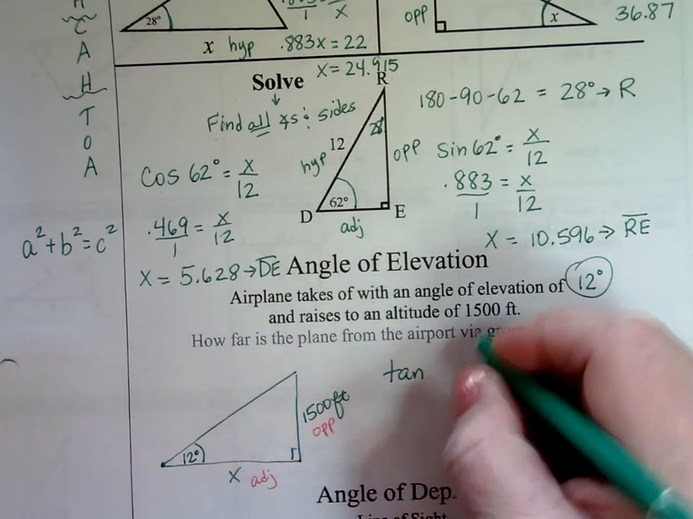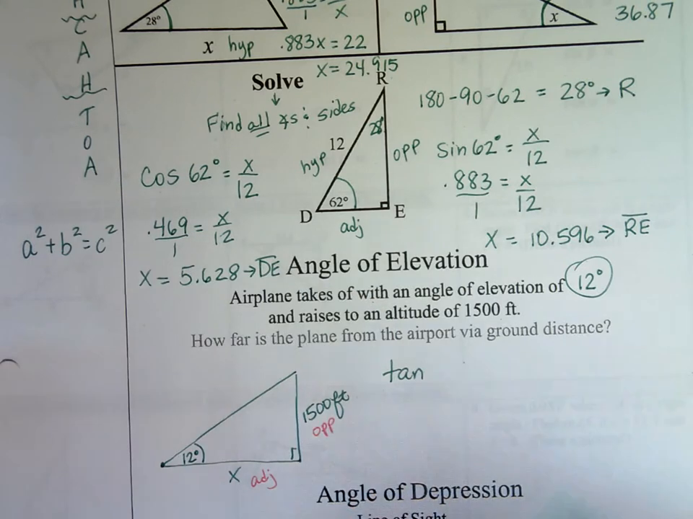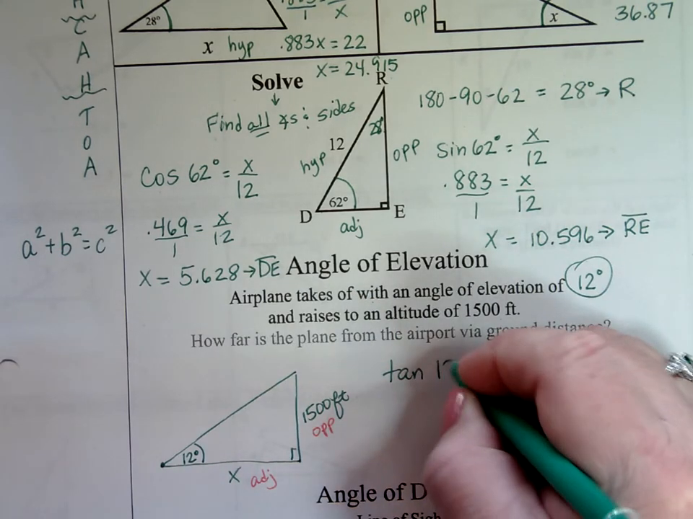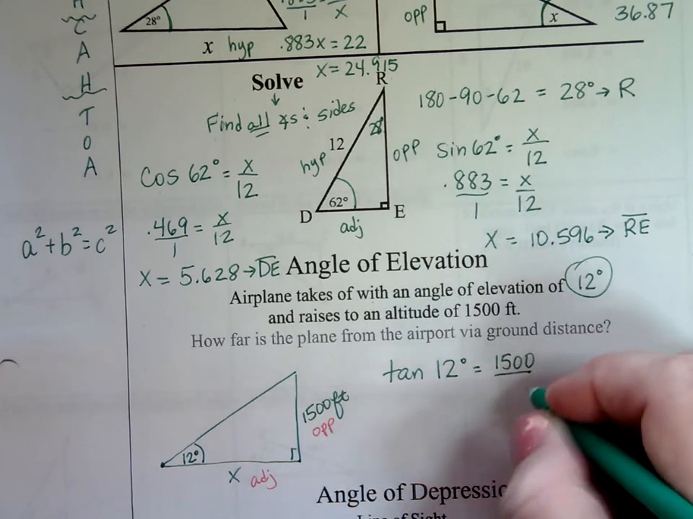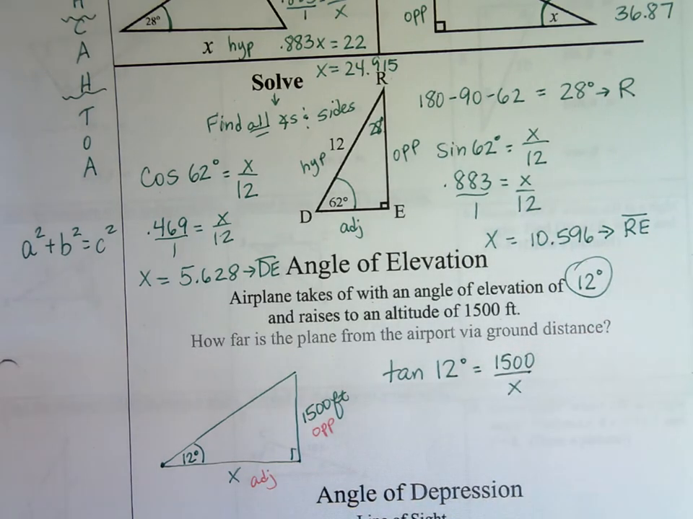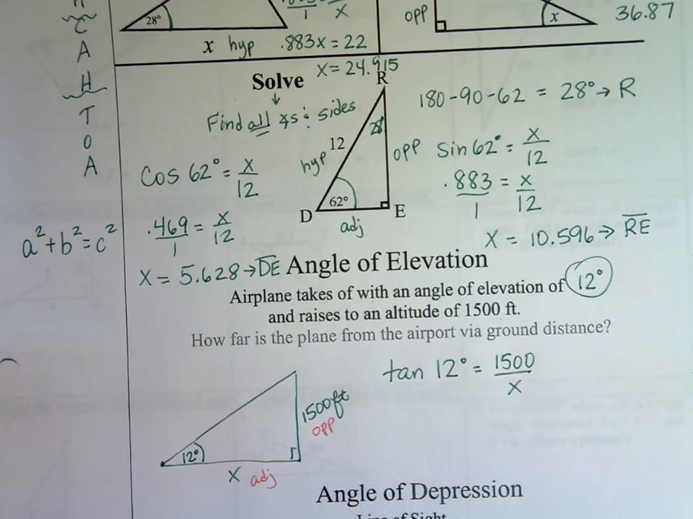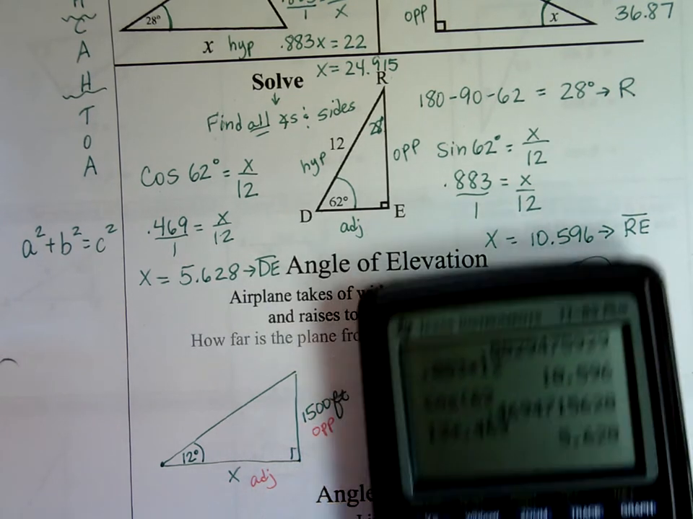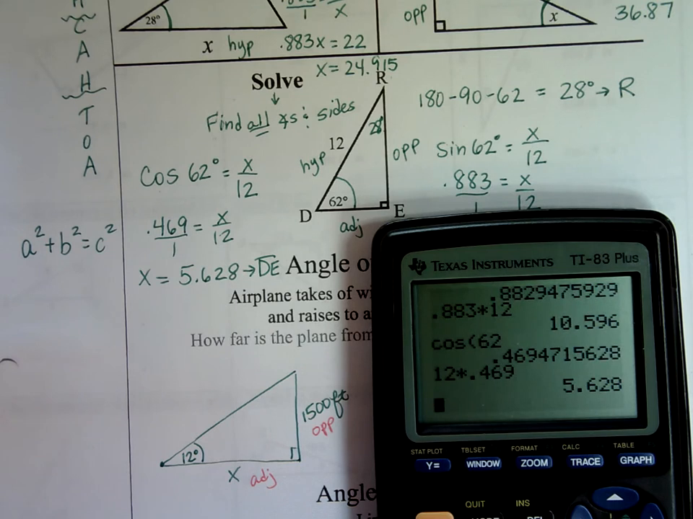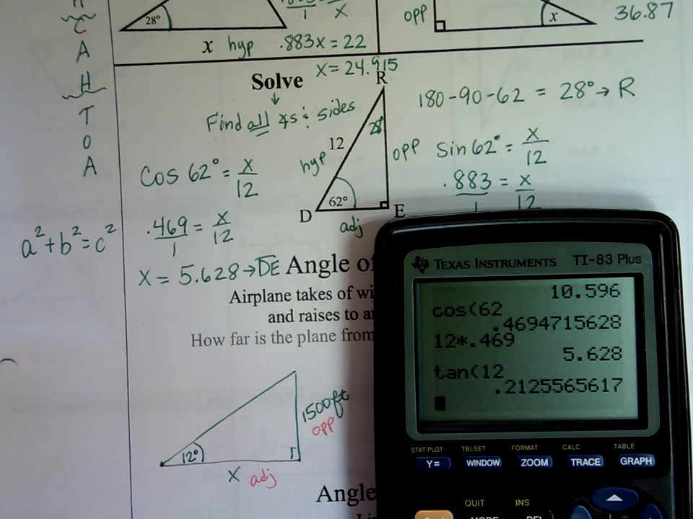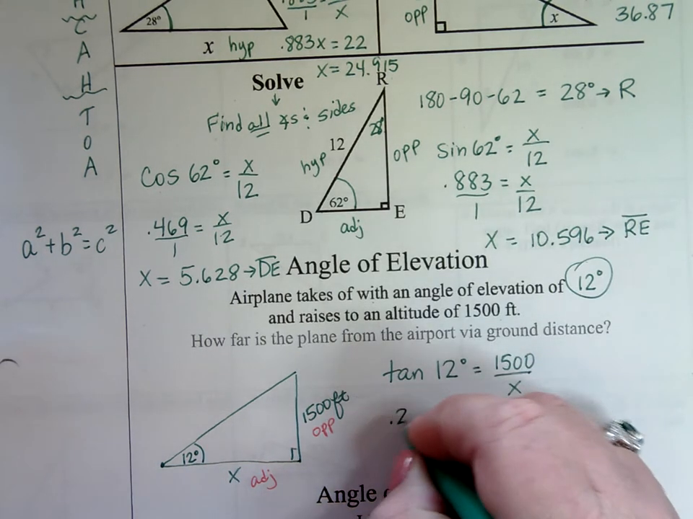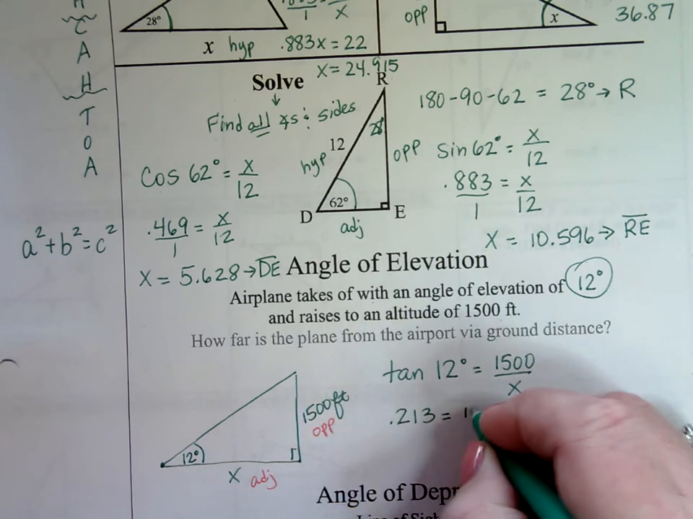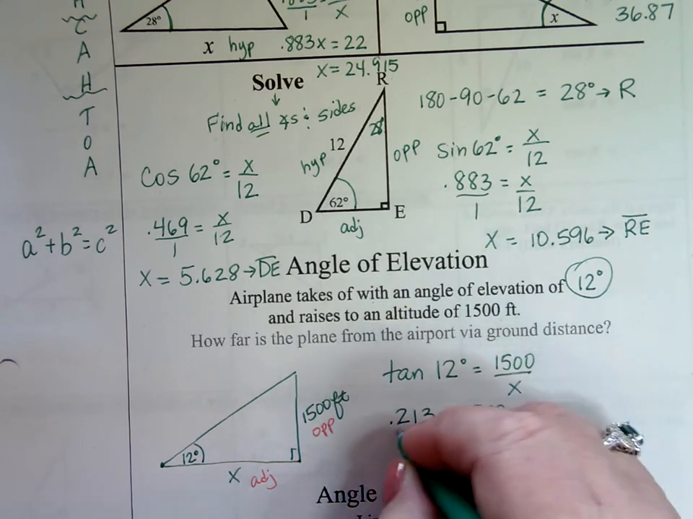Again, from my TOA. All right, so the tangent of 12 degrees equals the opposite, which is 1,500, over the adjacent, which is x. Do you remember what to do next? Handy dandy calculator. We want to know what the tangent of 12 is. Tangent 12. 0.213, we're going to say. Again, a rounding thing. 0.213 equals 1,500 over x. Put it over 1. Cross multiply.